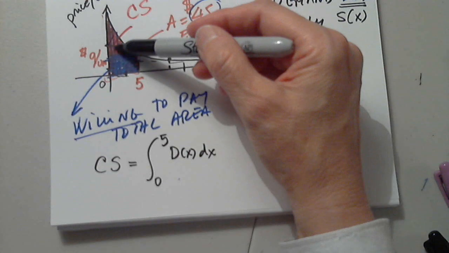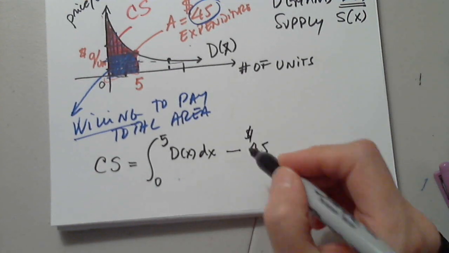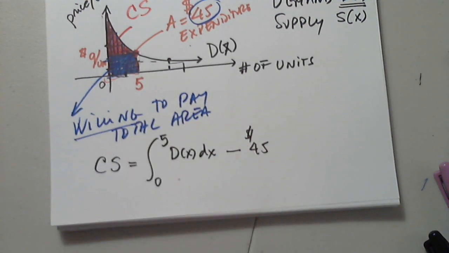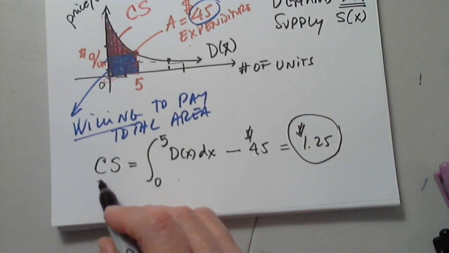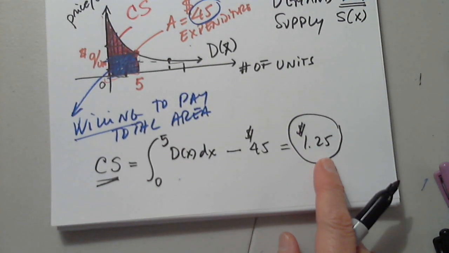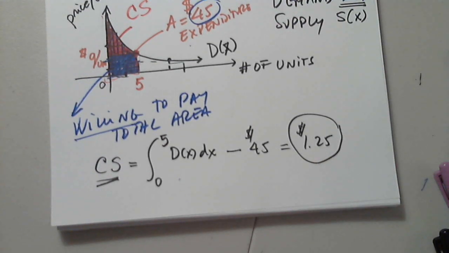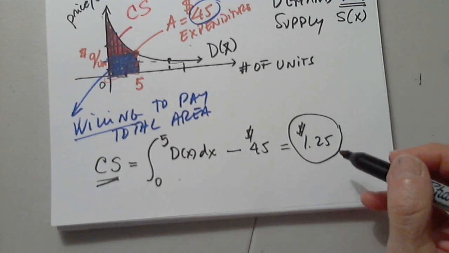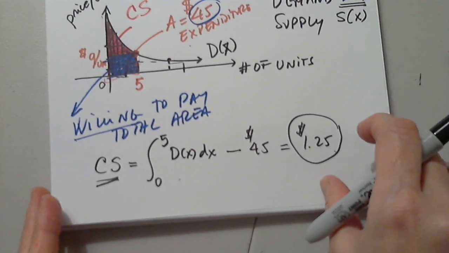But if I want to determine just this piece, the red piece, then I have to subtract the $45, which is base times height. Whatever I get here, let's say $125, this, as an example, is the consumer surplus. I'm paying $45. I should have paid 45 plus 125, but I'm not paying that extra. I'm getting it, although I'm not getting the money in my hand. This is my additional value that I'm not paying for. So that's the consumer surplus.